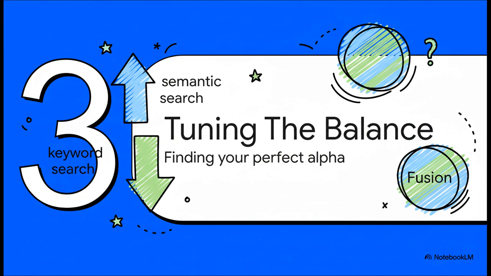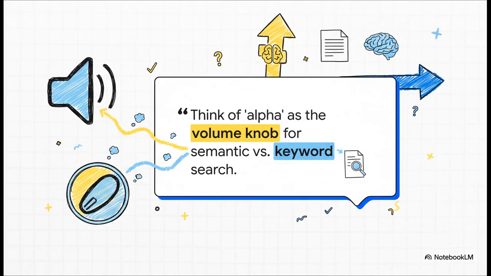It's what lets you control the blend. You get to decide how much voice semantic search gets versus how much voice keyword search gets in that final result. I absolutely love this analogy because it just makes it click. Your alpha parameter is literally the volume knob on your search. An alpha of 1 means you've cranked the semantic volume all the way up. An alpha of 0, all keyword all the time. And an alpha of 0.5 is that perfect 50-50 balance right in the middle. You're the DJ of your search results.